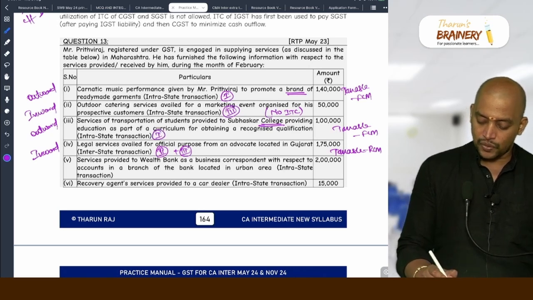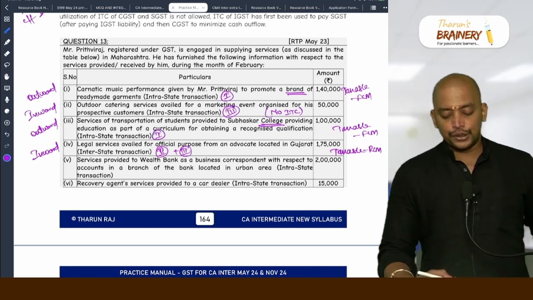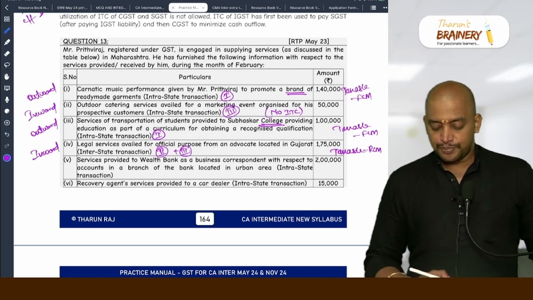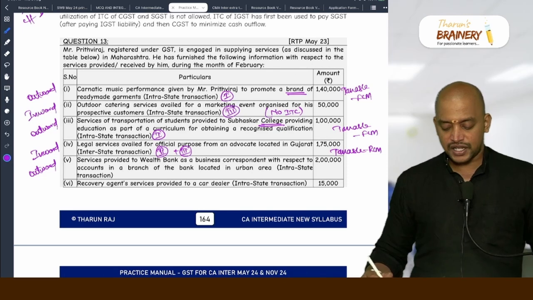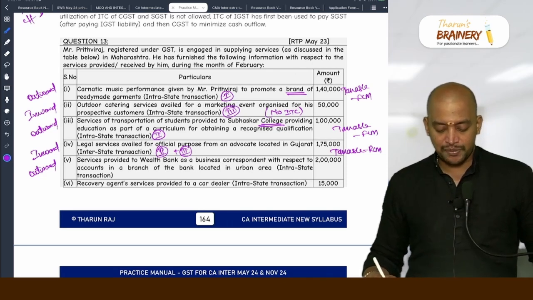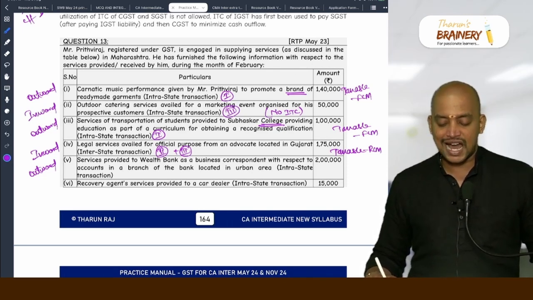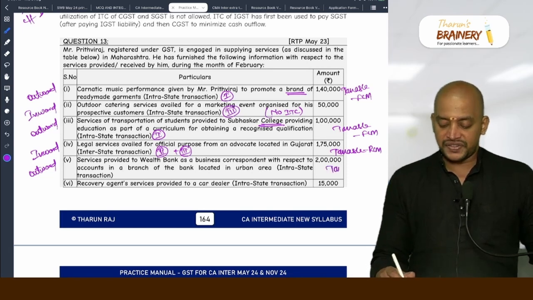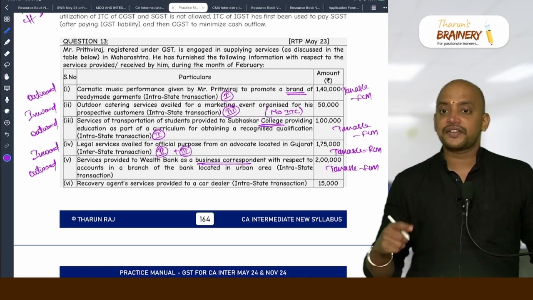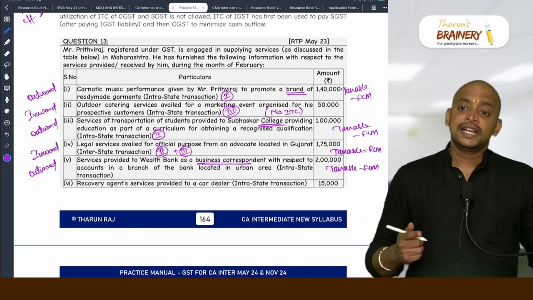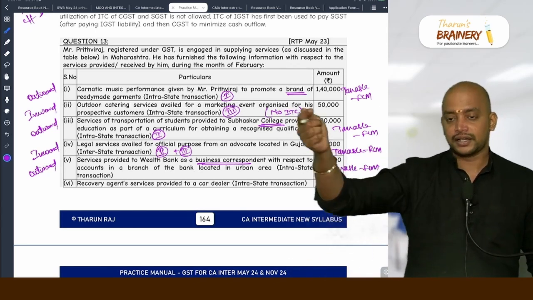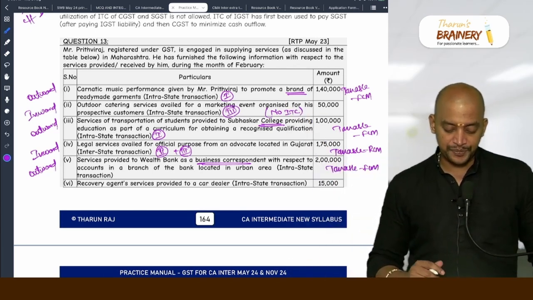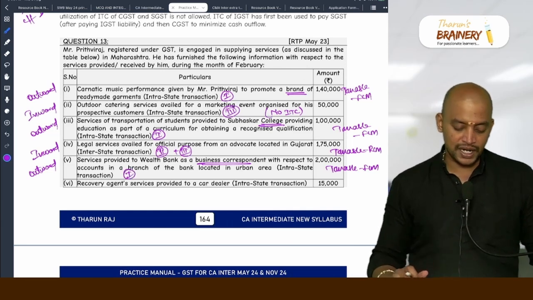Then, statement 1. Services provided to Wealth Bank as a business correspondent, provided to means outward, business correspondent with respect to accounts in the branch of the bank located in urban area, taxable. FCM or RCM? FCM. Why FCM? Business correspondent services to bank is not covered under RCM. Only agent of business correspondent to business correspondent or business facilitator to bank. So, therefore, it is taxable under FCM and it will come only in statement 1.